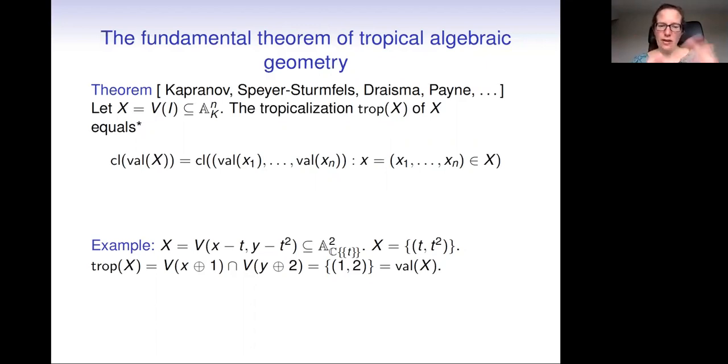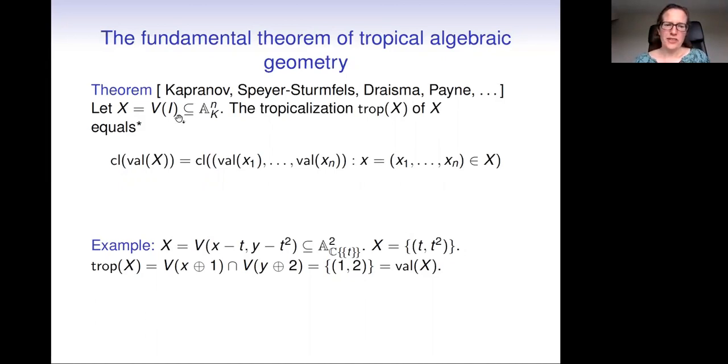And so if I have a point x in my variety, x has coordinates x1 up to xn, elements in my field, I can apply the valuation and I'll get a vector in R to the n, or R bar to the n. I take all of those vectors as I vary over all points of my variety, and I take the closure. Okay, so that's the closure of the valuation of x, and the claim is that that equals the tropicalization.